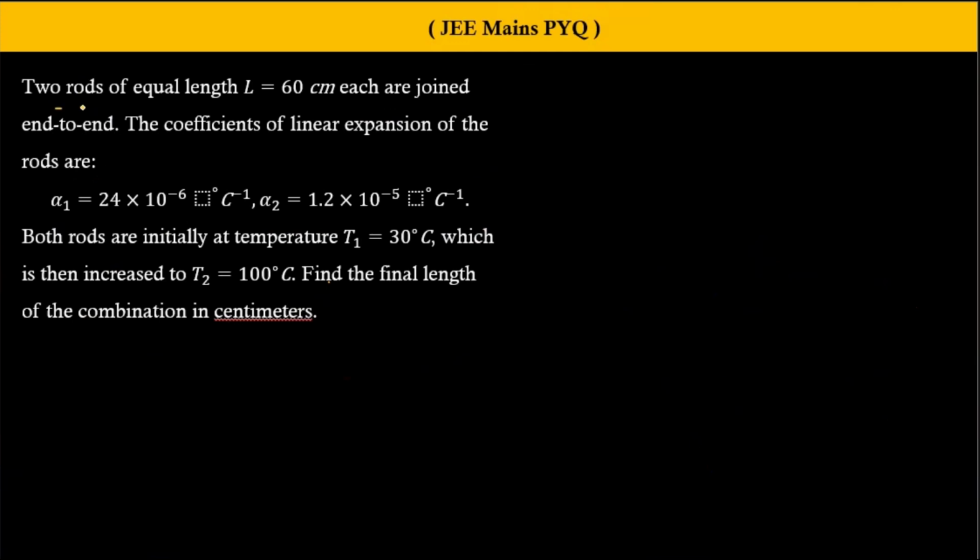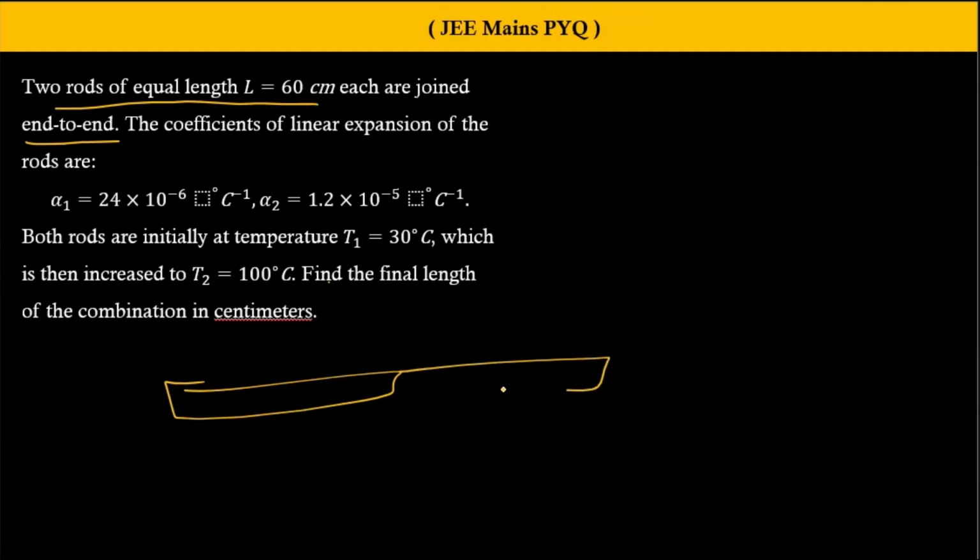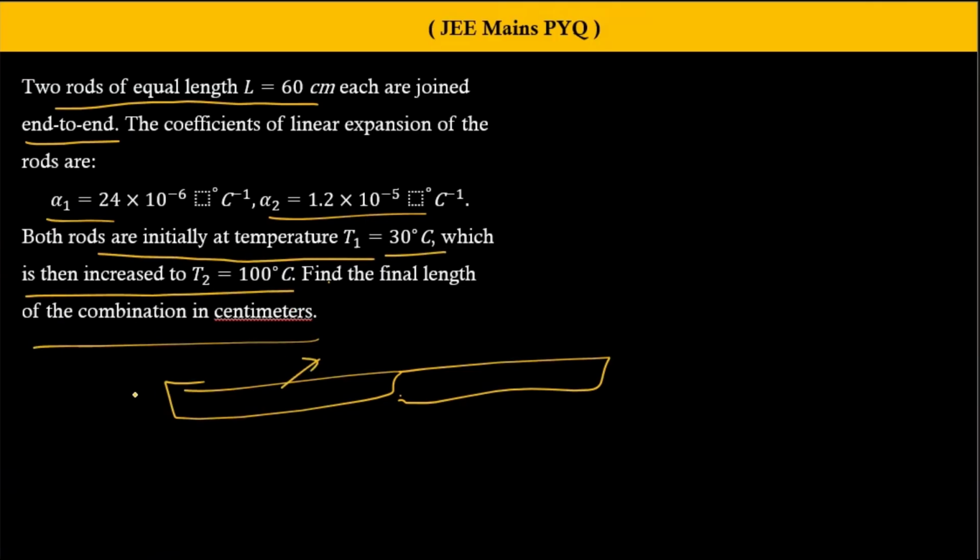Okay. Now two rods of length this, each, are joined end to end. So end to end joined here, and alpha 1 is given, alpha 2 is given. Both rods are initially at the same temperature, which is then increased to this. Find the final length. So final length, I mean, they are free to expand. So simply you need to see what will be the change in first length and second length. So alpha 1 L1 delta T, and then take alpha 2 L2 delta T. L1 and L2 are the same. Put the value, you will get the answer. Final length will be the sum of these two, right?